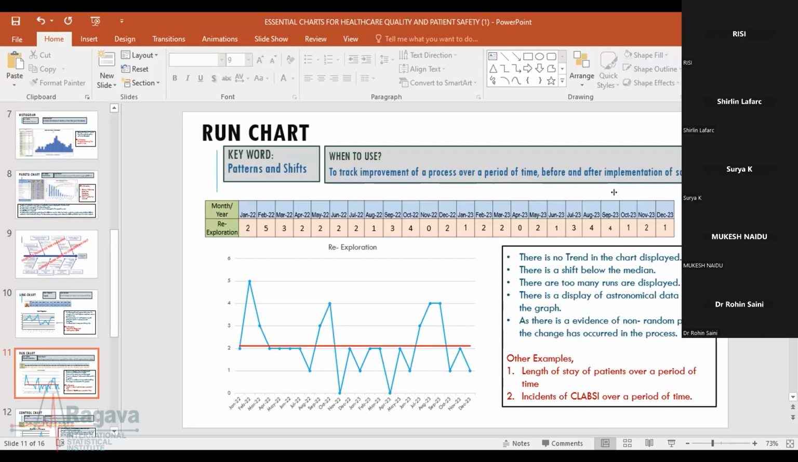In the same way, I will be able to display the length of stay of the patient over a period of time, and the incidence of CLABSI and other infection rates. I will be able to see these through the run charts.